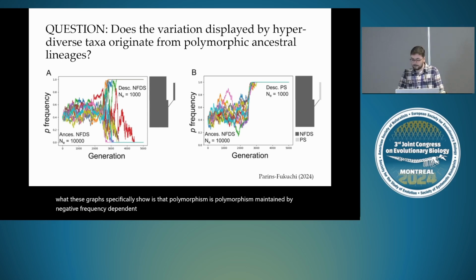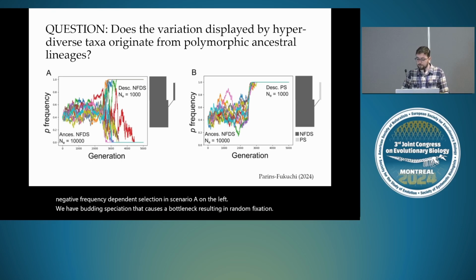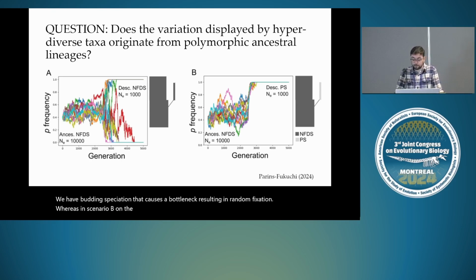In scenario A on the left, we have budding speciation that causes a bottleneck resulting in random fixation, whereas scenario B on the right depicts fixation due to positive selection.